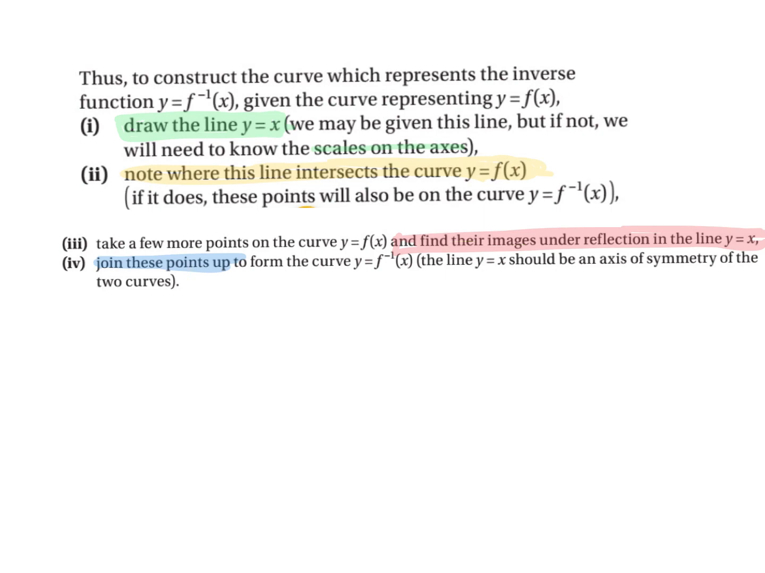So, in order to construct a curve which represents an inverse function, we have to draw the line y is equal to x. We might not be given this, but we have to. And then we take a few more points and try to find their images under reflection. Now this all looks very complicated, but I'll go through a quick example on the next slide just to show you what's going on.